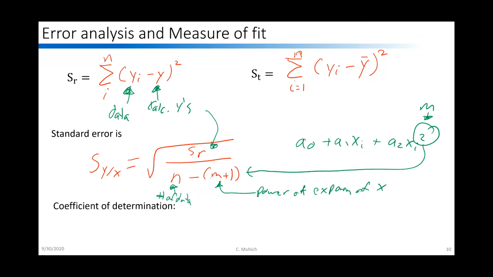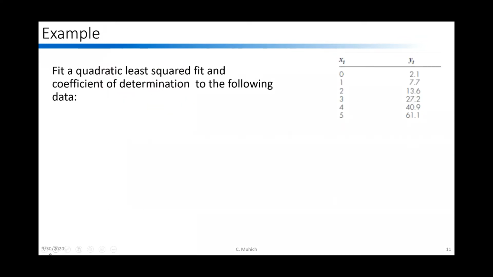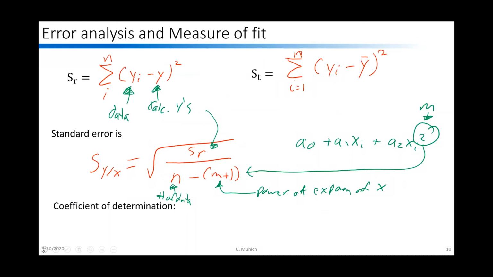Once again, we can have a coefficient of determination, so our r squared value. This is going to be the same as before. We look at the variance in y via St minus the sum of squared residuals. So how much variance still occurs once I fit my function, all over how much variance was in my system originally.